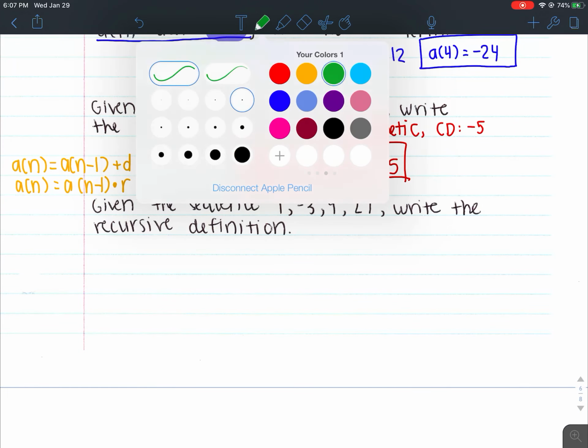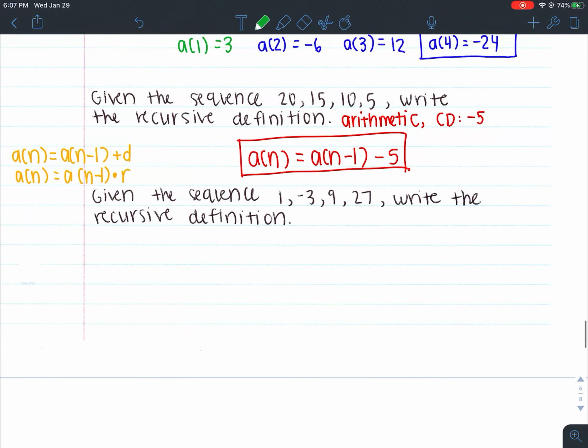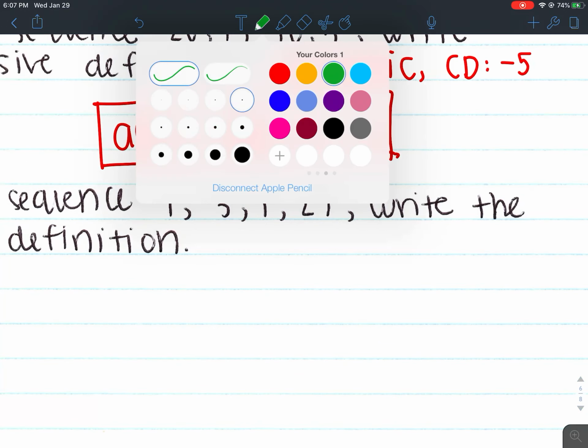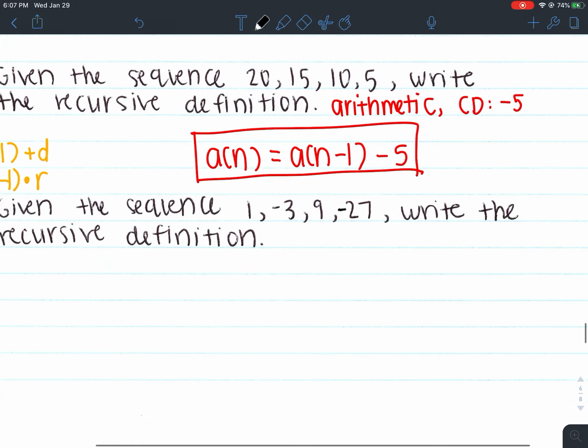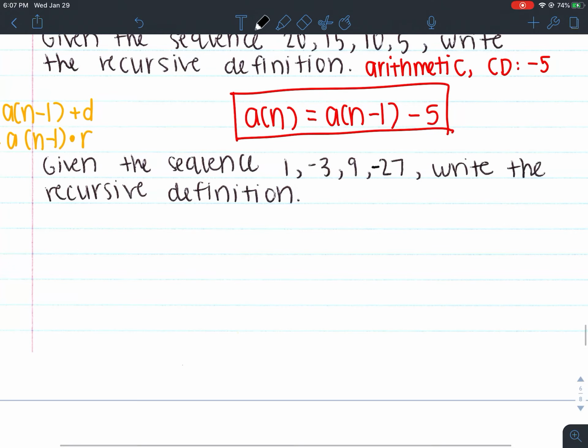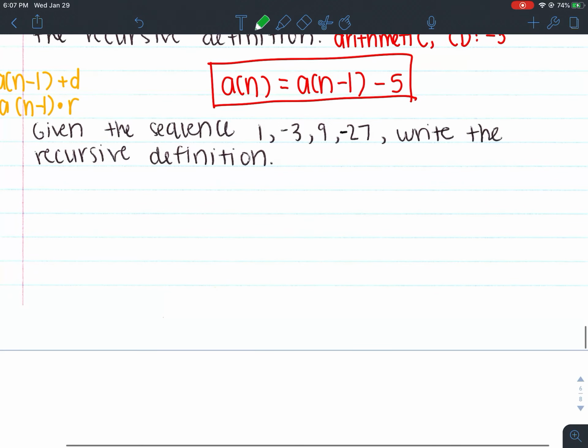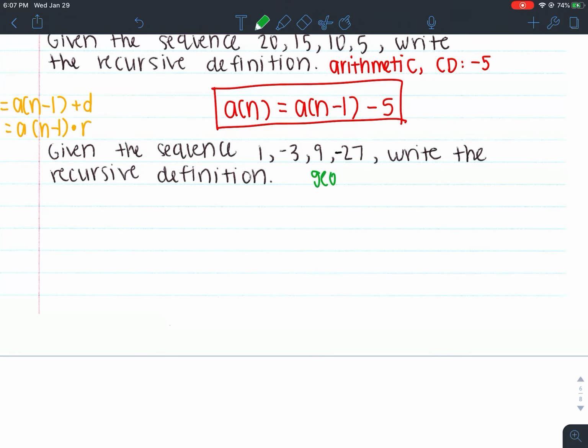Okay. Looking at the very, very last one, given the sequence 1, -3, 9, and this should be -27. I have a little typo there. 1, -3, 9, -27, write the recursive definition. Okay, well, what's happening as I go from term to term? Well, it doesn't look like I'm adding anything because my signs are going back and forth, which means I'm multiplying by something. So if I'm multiplying, it's geometric. Okay, so if it's geometric, I have a common ratio.